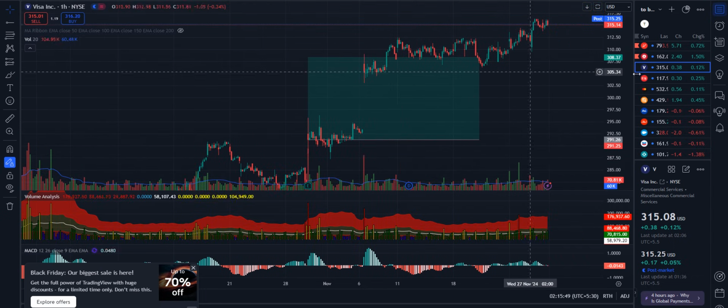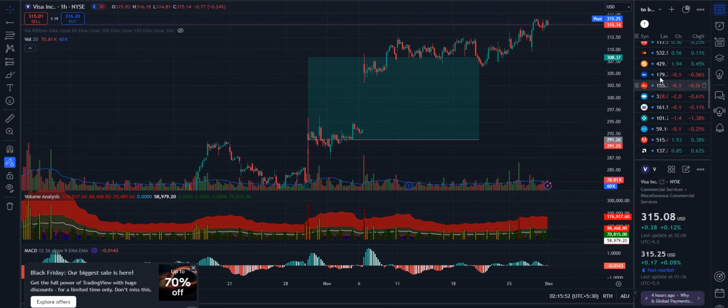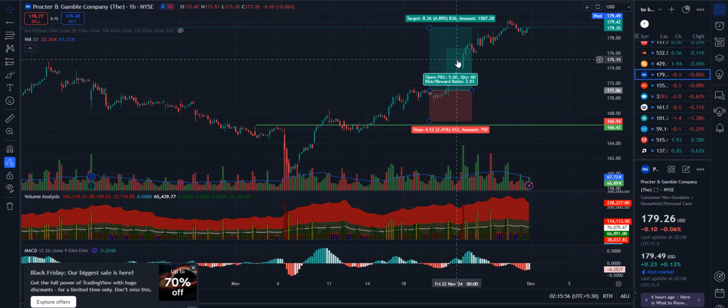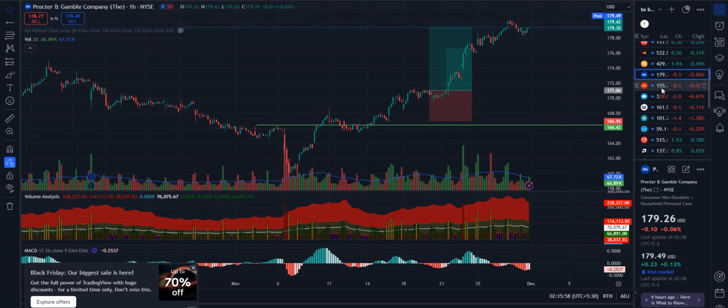Let me show it to you on another chart. PNG. I'm currently in this trade. I haven't finished this trade yet.